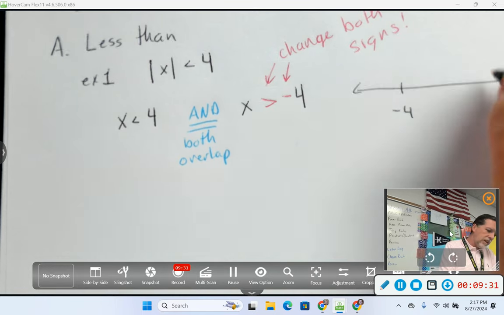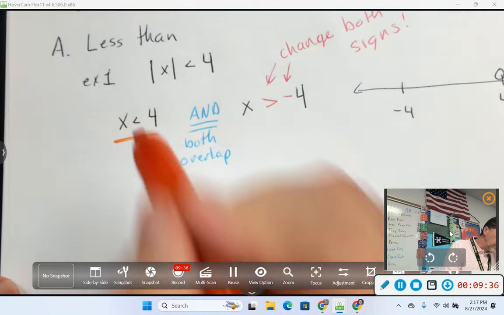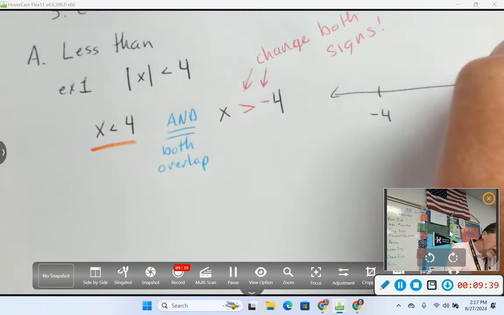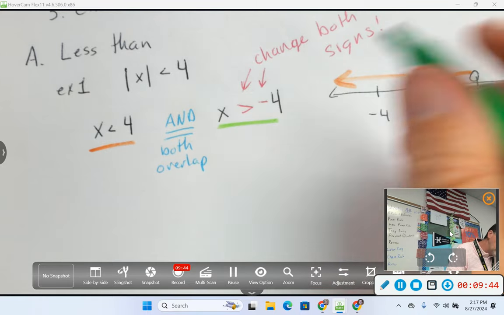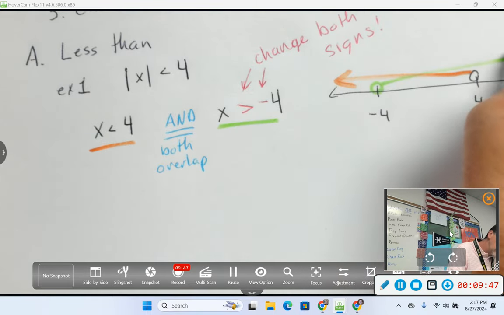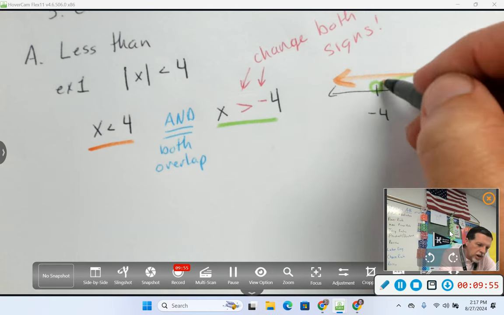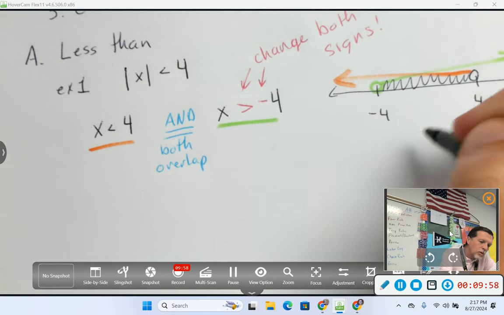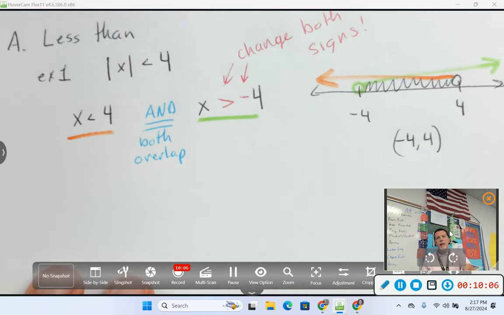So let's see. Less than 4. Go overboard and color code this thing here. So less than 4 would be left of 4. Greater than negative 4 would be this way. But I need both things to be true. So I need the overlap where both colors are, which is between negative 4 and 4. My answer is anything between negative 4 and 4 would work.